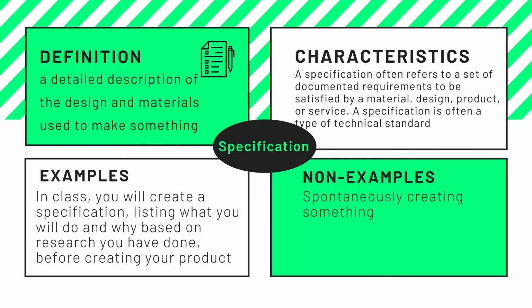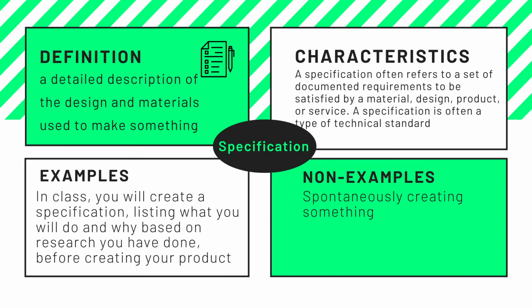So we've got our definition: a detailed description of the design and materials used to make something. We know that our characteristics are that it often refers to a set of documented requirements to be satisfied by a material, design, product or service. It's often a type of technical standard, so we've already talked about that. But another type of specification, which I've mentioned in the example, is that in class you will create your own specification a lot of the time, listing what you're going to do and why based on the research that you've done before creating your product.